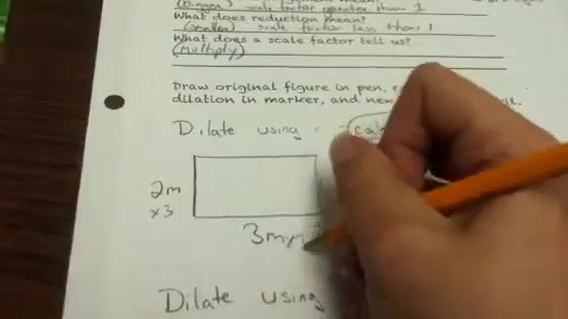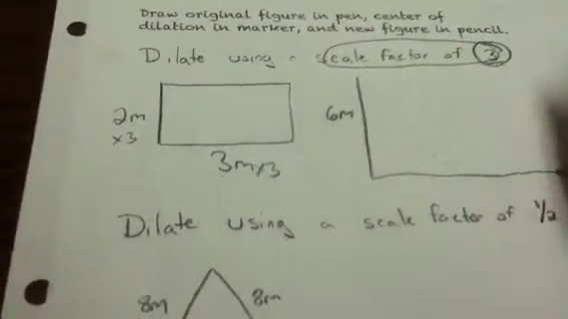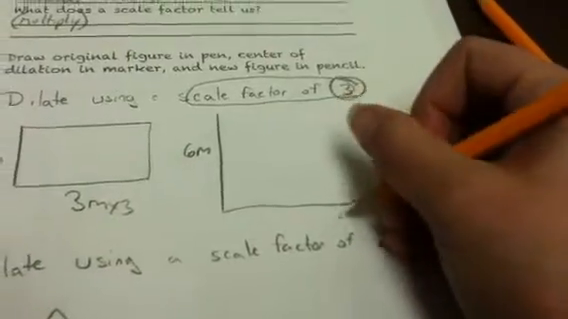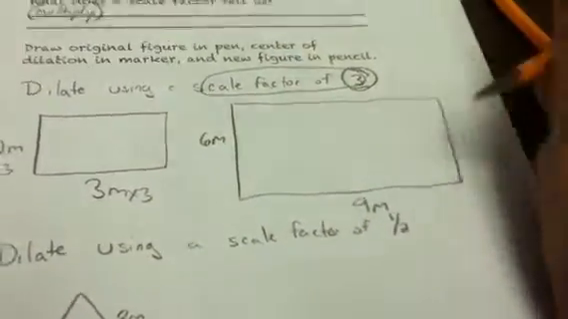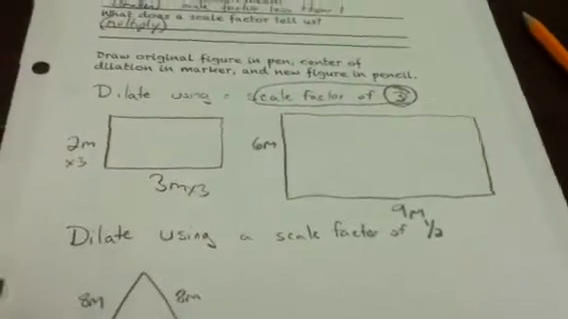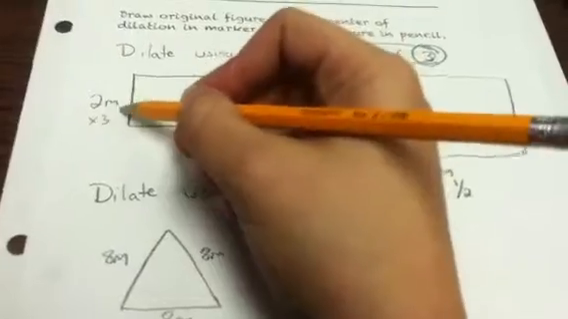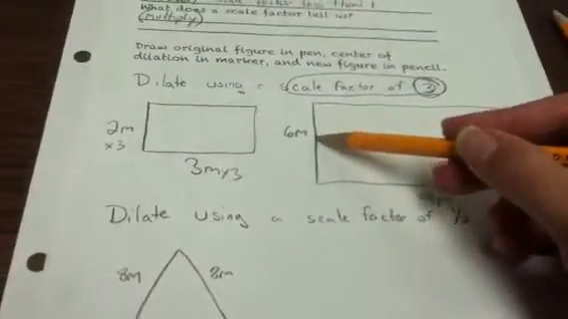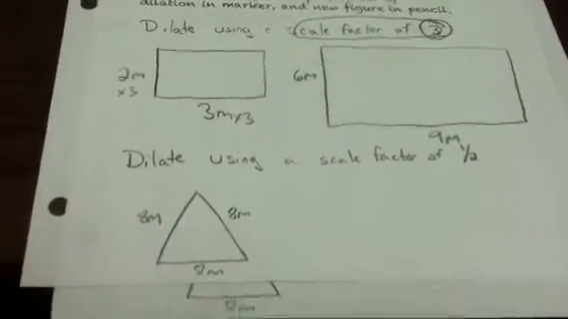Now 3 times 3 gives us 9 meters. So we have just dilated that figure. It went from being a 2 meter by 3 meter to now being a 6 meter by 9 meter. We have dilated that figure.